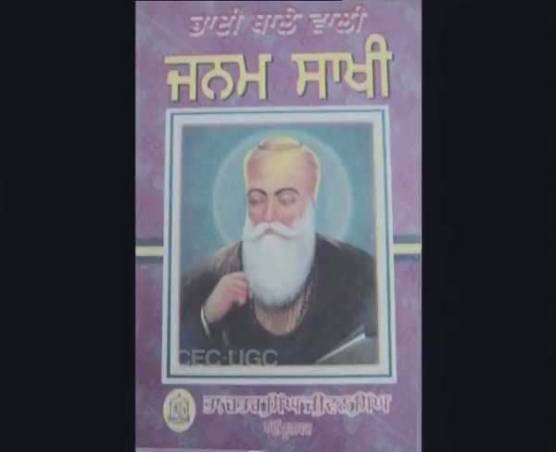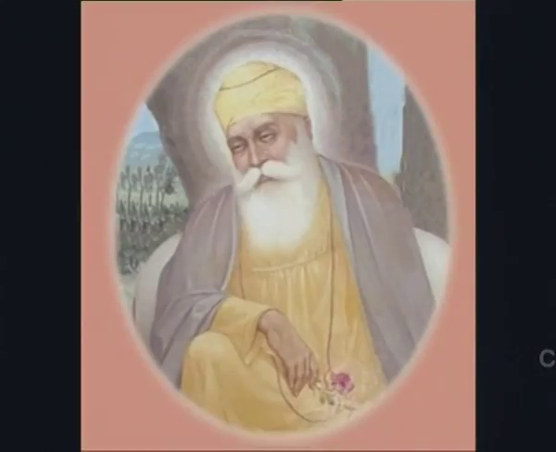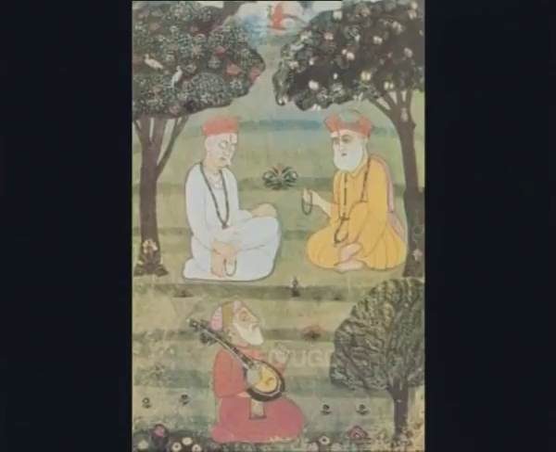Apart from the Adi Granth, there was another one called Janam Sakha, which was the sayings of Guru Nanak. There was only one copy existing in the British Museum. This was published in 1885. And this has also remained in this kind of form.